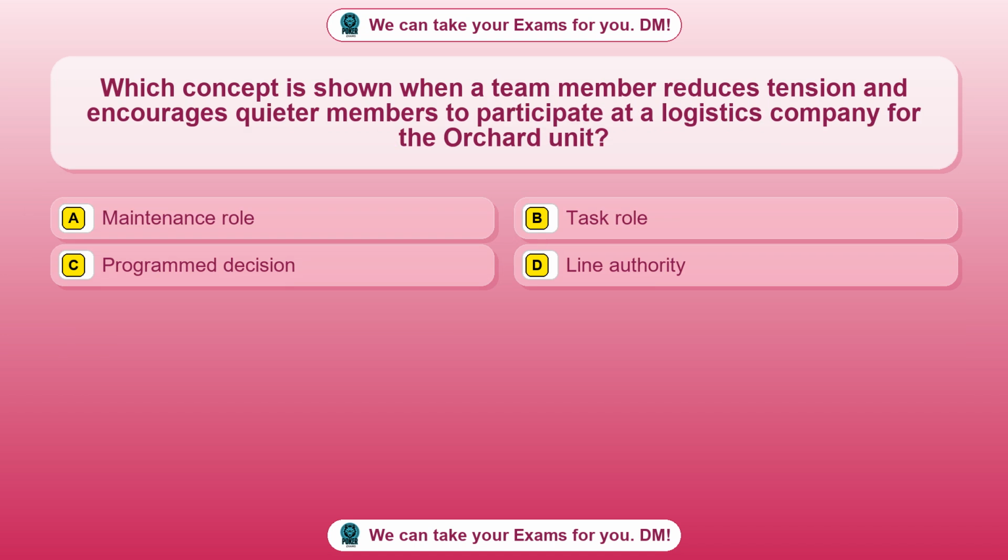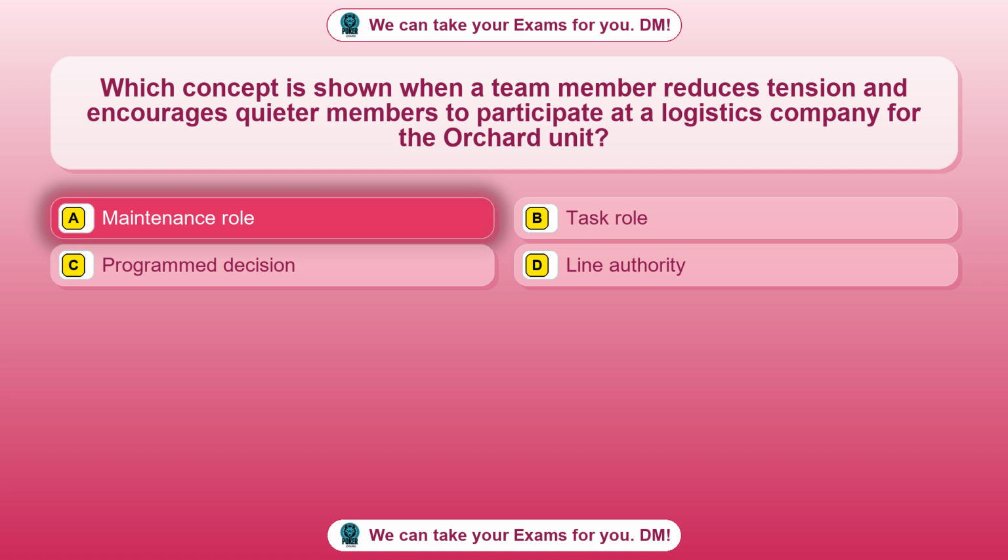Question 43. Which concept is shown when a team member reduces tension and encourages quieter members to participate at a logistics company for the orchard unit? Option A, maintenance role. Option B, task role. Option C, program decision. Option D, line authority. The correct answer is option A, maintenance role.